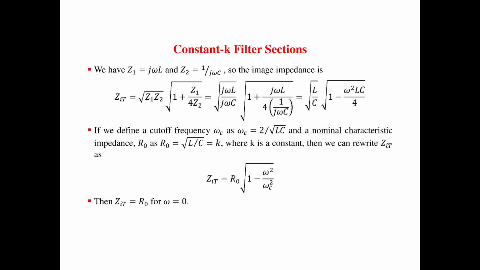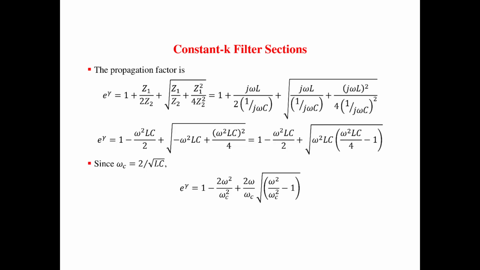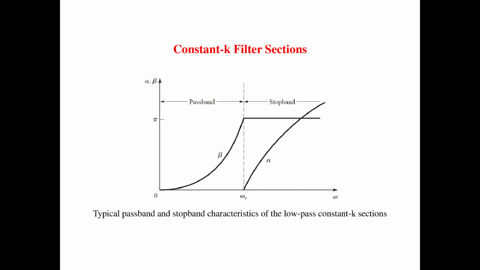So for the constant K filter, ZIT is equal to square root of Z1 Z2 times square root of 1 plus Z1 by 4 Z2, which is equal to square root of j omega L by j omega C times square root of 1 plus j omega L by 4 into 1 by j omega C. So ZIT equals R naught times square root of 1 minus omega square by omega C square. The propagation constant can be determined: e power gamma is equal to 1 minus 2 omega square by omega C square plus 2 omega by omega C times square root of omega by omega C whole square minus 1.